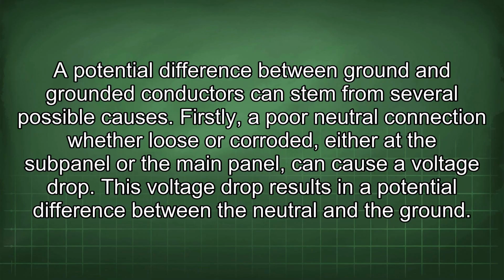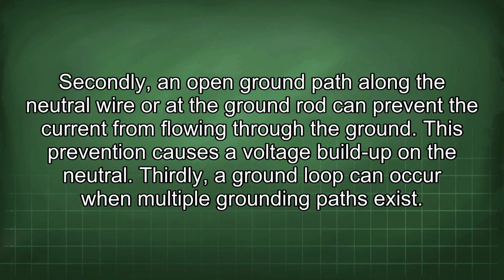A potential difference between ground and grounded conductors can stem from several possible causes. Firstly, a poor neutral connection, whether loose or corroded, either at the subpanel or the main panel, can cause a voltage drop. This voltage drop results in a potential difference between the neutral and the ground. Secondly, an open ground path along the neutral wire or the ground rod can prevent the current from flowing through the ground. This prevention causes a voltage build-up on the neutral.